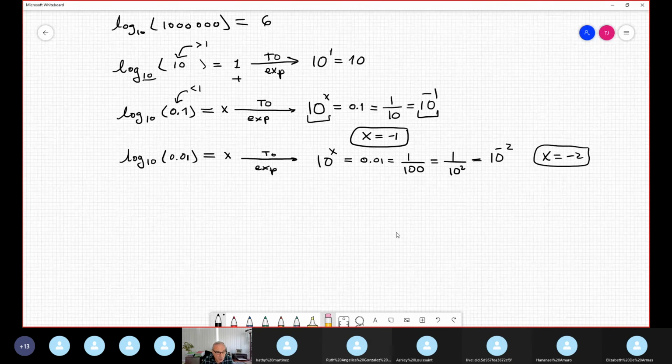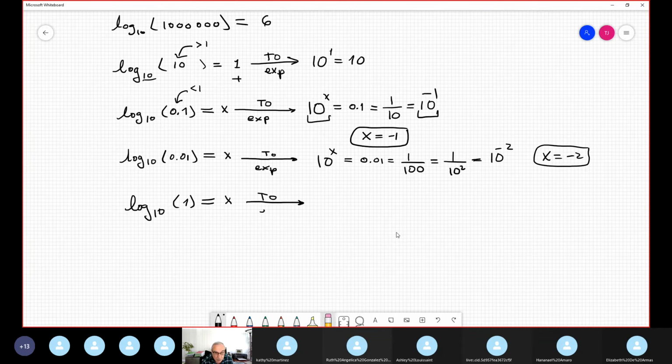Okay. One last special important case. Logarithm base 10 of 1. What do you think about this? Big question mark. Logarithm of 1. No idea. Nobody. No intuition. So we convert to exponential.